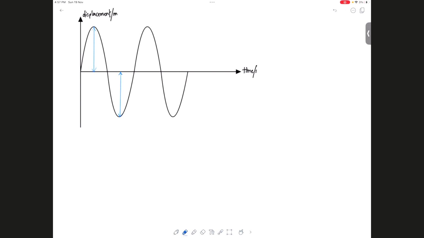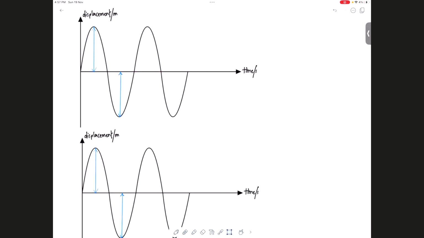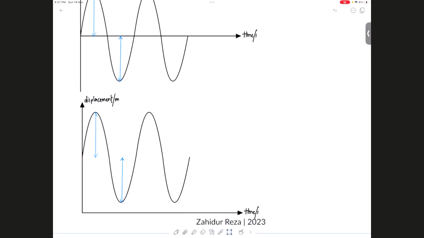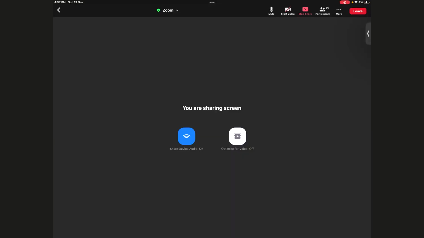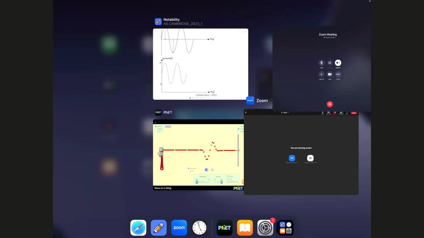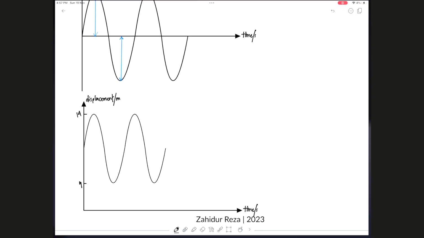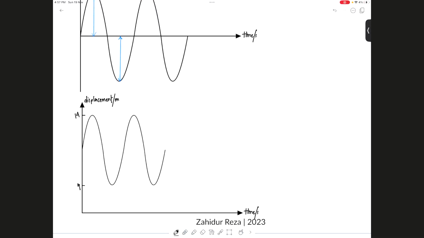So can you tell me, in this diagram that I will draw now, what is the amplitude here? Let me draw it. Right, what is the amplitude of this wave? The wave you see here, what is its amplitude?